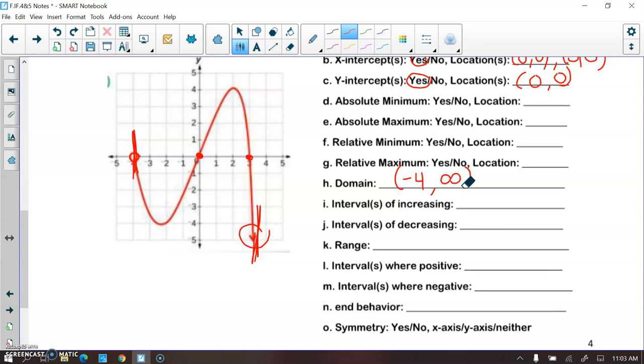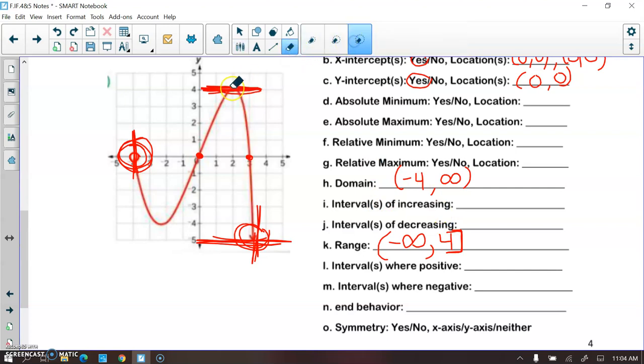For range, your bottommost point has that arrow, so it goes all the way down to negative infinity. And your topmost point, now this does not have an arrow on it, so your topmost point is this value up here, and that is the value that is going to be the maximum on this graph, and that has the y value of 4. And since it runs through 4, it's a closed circle on 4, so that means it includes 4, so we're going to put 4, and then we're going to close it with a bracket because it includes that value.